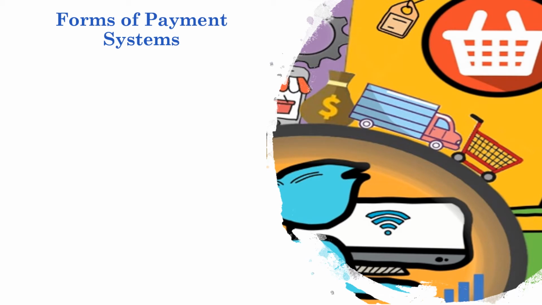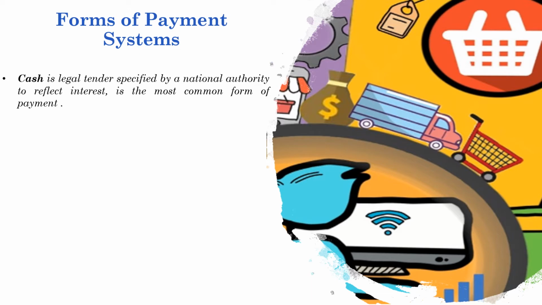The forms of payment systems. Cash. In terms of the number of transactions, it is the legal tender specified by the national authority and is the most common form of payment. The main characteristic of cash is that it is immediately convertible into other types of money without any other entity intermediating. Cash is portable, doesn't require verification, and gives instant buying power to those who own it.